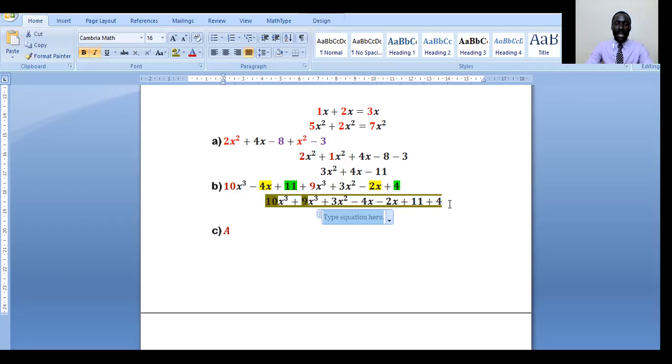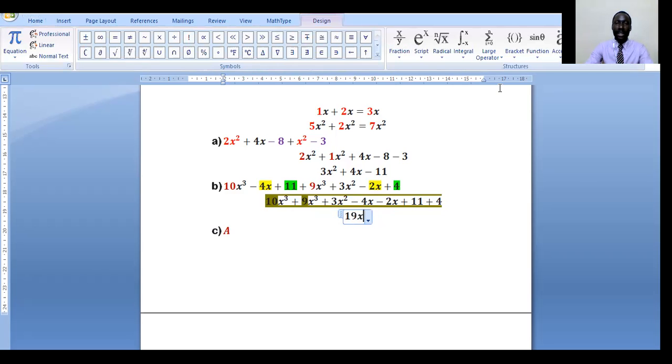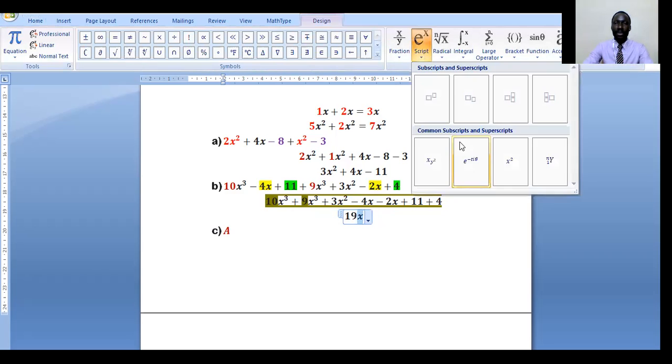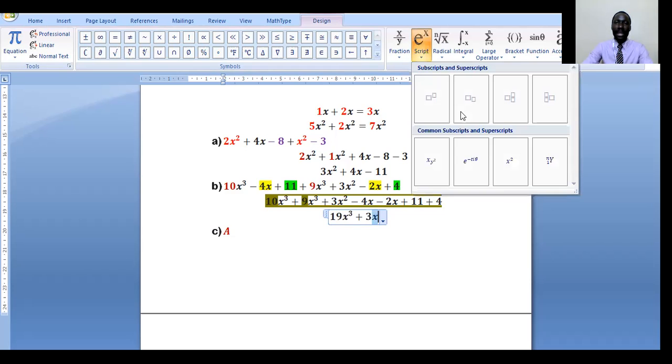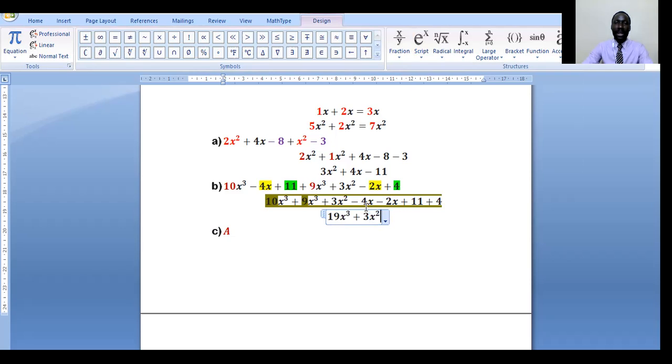Yes, we are going to add this 10 to 9 so that we get 19. Then now we will just keep the x cube attached there. So this is what we are going to have. We will keep the x cube attached there. Just like that. Then we now move to x squared. For x squared, we have only one quantity. So we just write that because there is nothing that we have to add onto it. So we'll be having 3x squared.